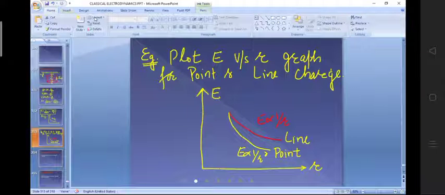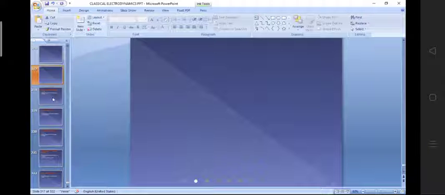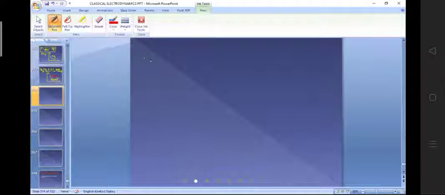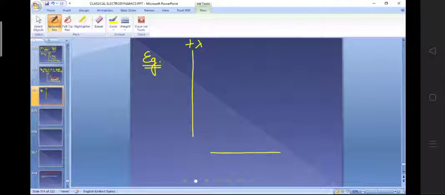So let's do a couple of examples here. Concentrate here. Suppose the example is like this: there are two line charges, plus lambda and plus lambda. This is a positively charged wire, and this is also a positively charged wire.